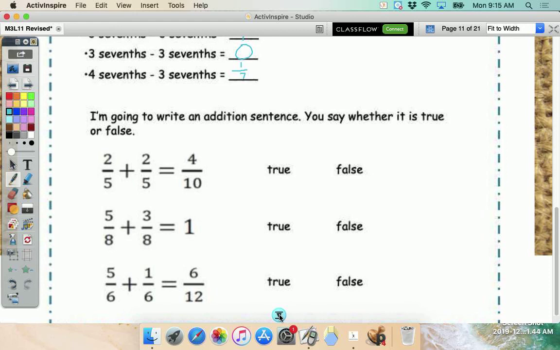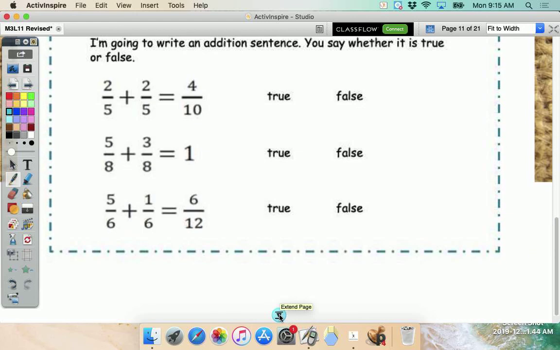Okay, let's look at the next ones. These are just some little fraction warm-ups. So you're going to circle true or false. If you circle false, would you please write the correct answer? Okay.